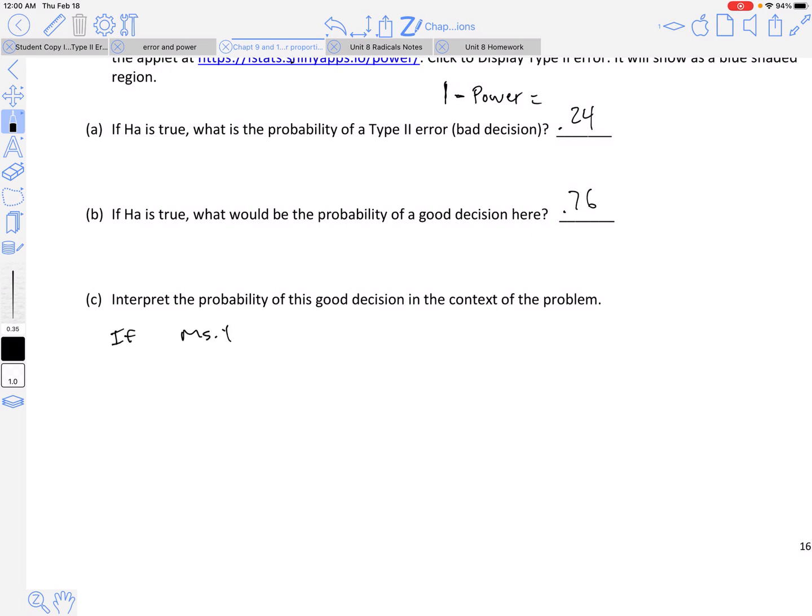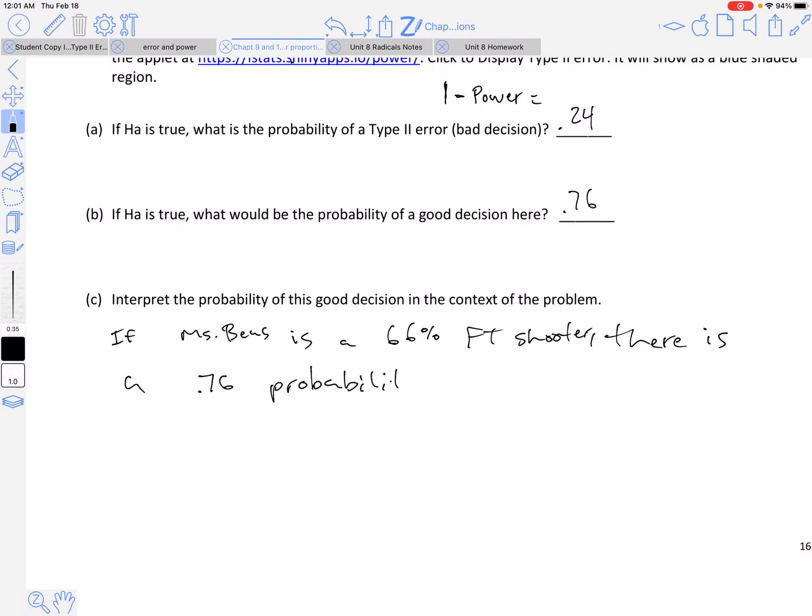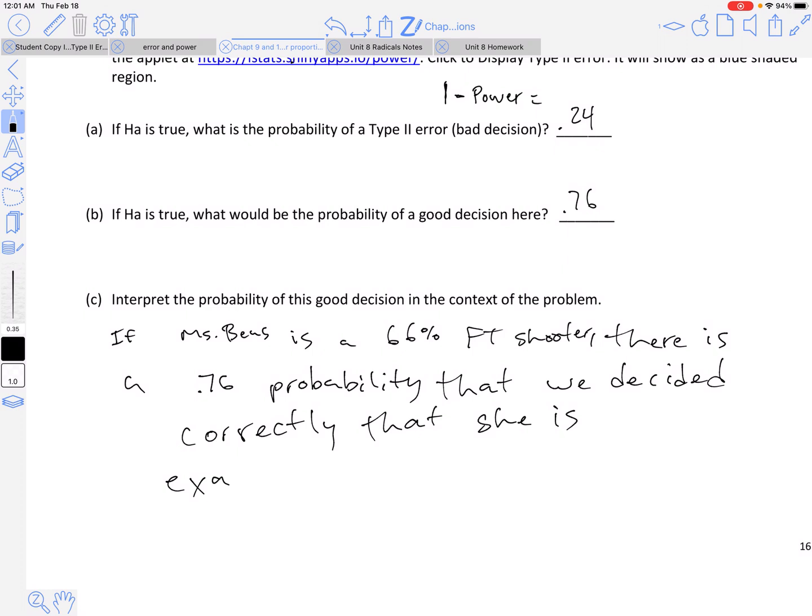So if I am a 66% free throw shooter, which I am, there is 76% probability that we decided correctly that I'm exaggerating.